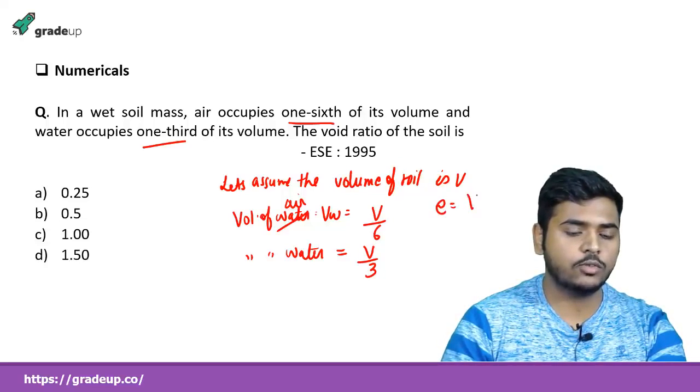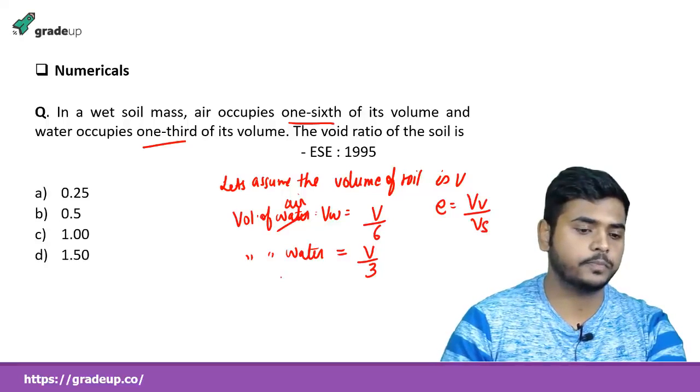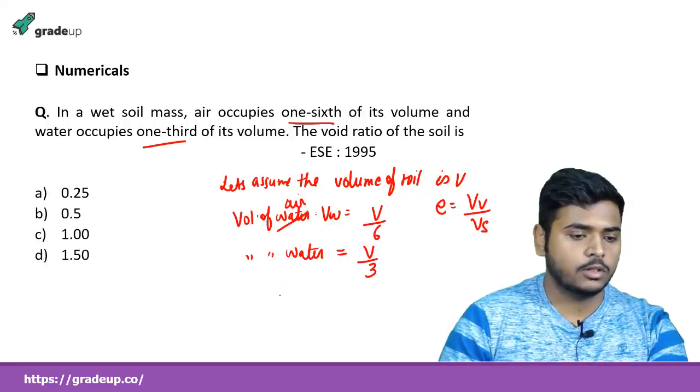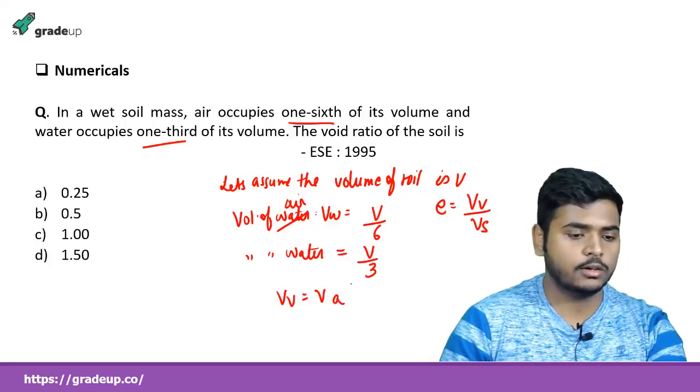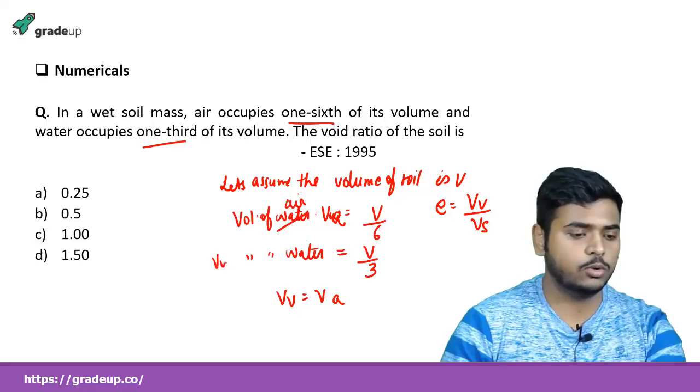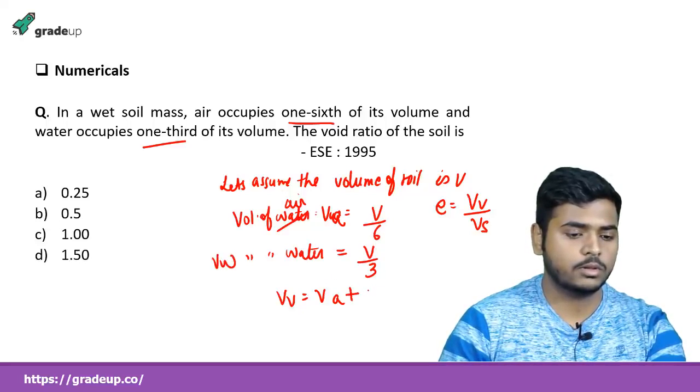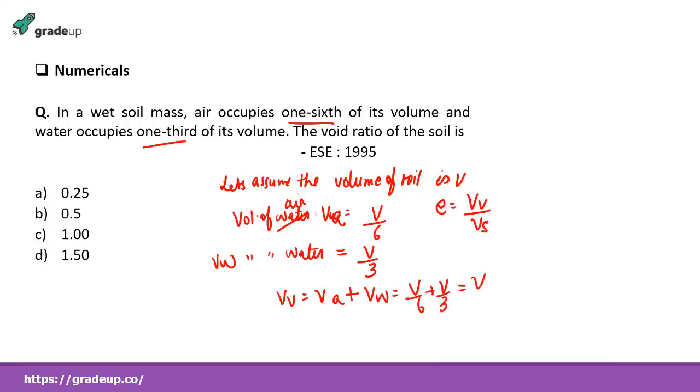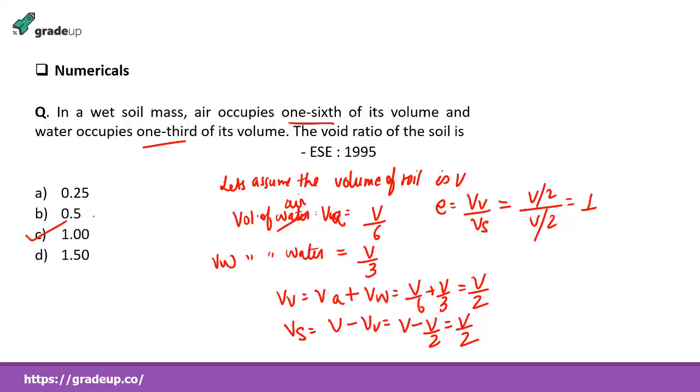Void ratio, that is e, is equal to volume of void to the volume of solid. Now volume of void is volume of air, that is VA, plus VW. That is V by 6 plus V by 3, that is V by 2. And volume of solid is total volume minus volume of void. This is V minus V by 2, that is V by 2. So this ratio comes V by 2 to V by 2, that is 1. So the correct answer is option C, 1.